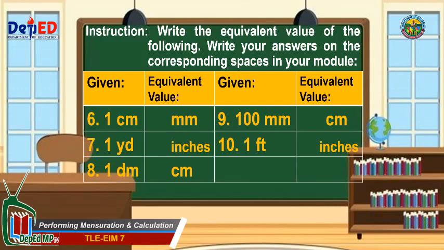Let's see how many checks you got. 1 centimeter is equivalent to 10 millimeters. 1 yard is 36 inches. 1 decimeter is 10 centimeters. 100 millimeters is equivalent to 10 centimeters, and 1 foot is equivalent to 12 inches. What's your score? Were you able to get at least 3 checks or more? If you were able to, congratulations. If not, no worries. We'll learn more about abbreviations and conversion as we move on with this lesson.